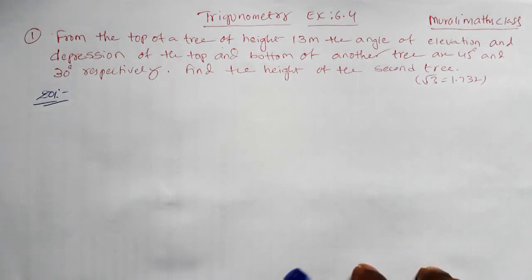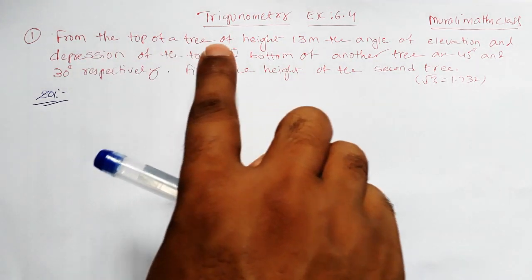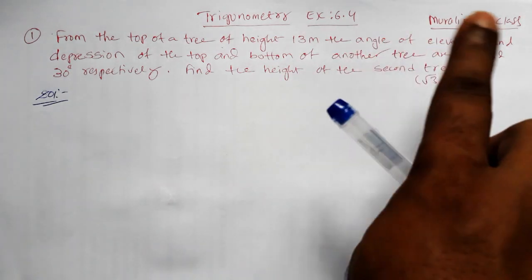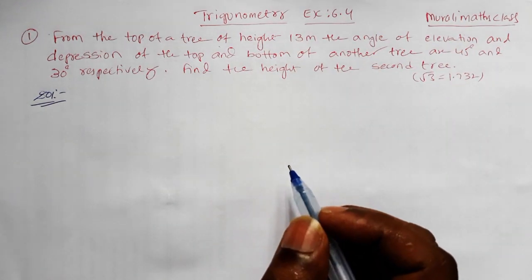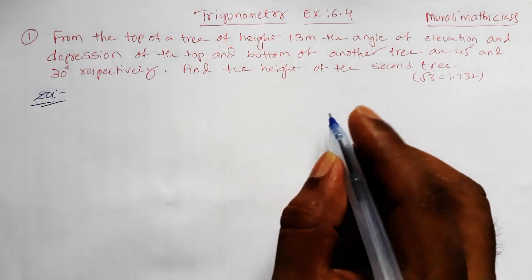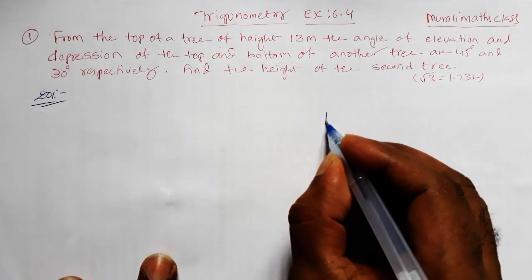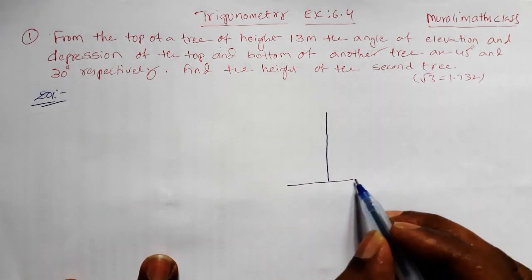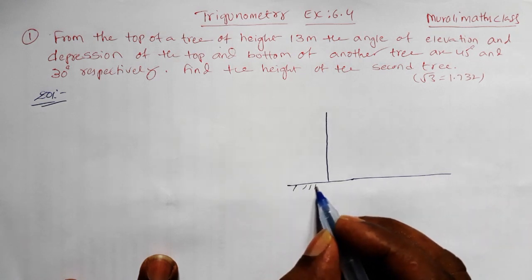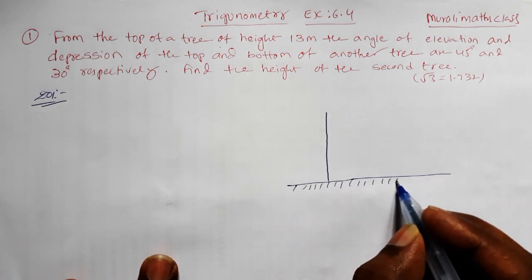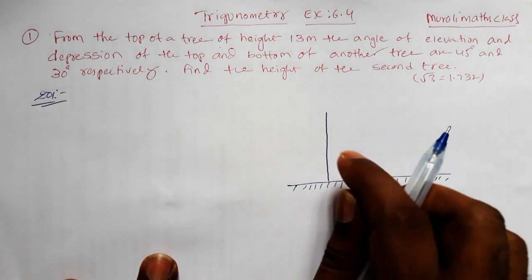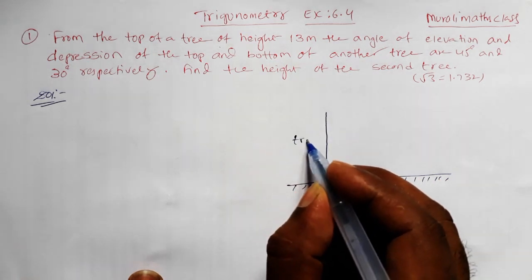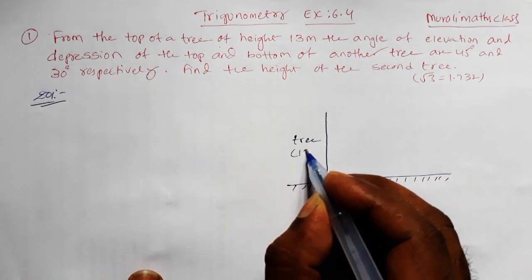So first we have to draw the diagram. From the top of the tree of height 13 meters, the angle of elevation. Okay, this one we will leave. First we will draw the tree height. Let us draw here one tree, and the ground also we will draw. So this is the ground. So this tree height, how much is given? 13 meters. Tree 13 meters.